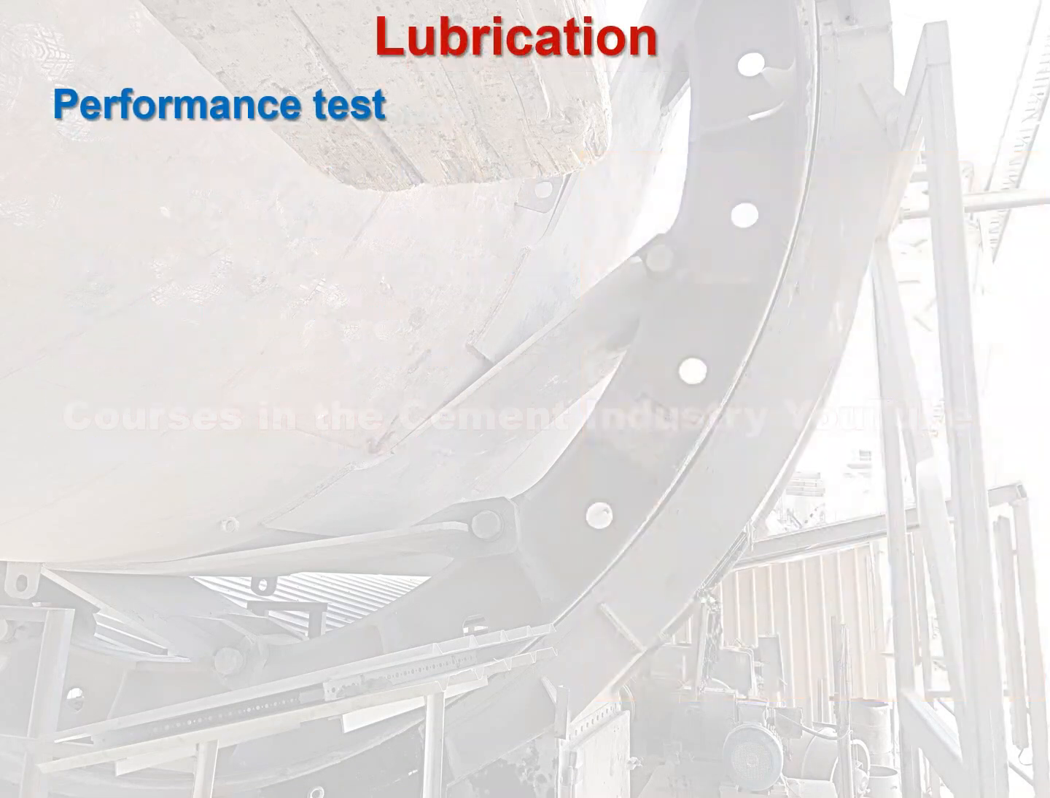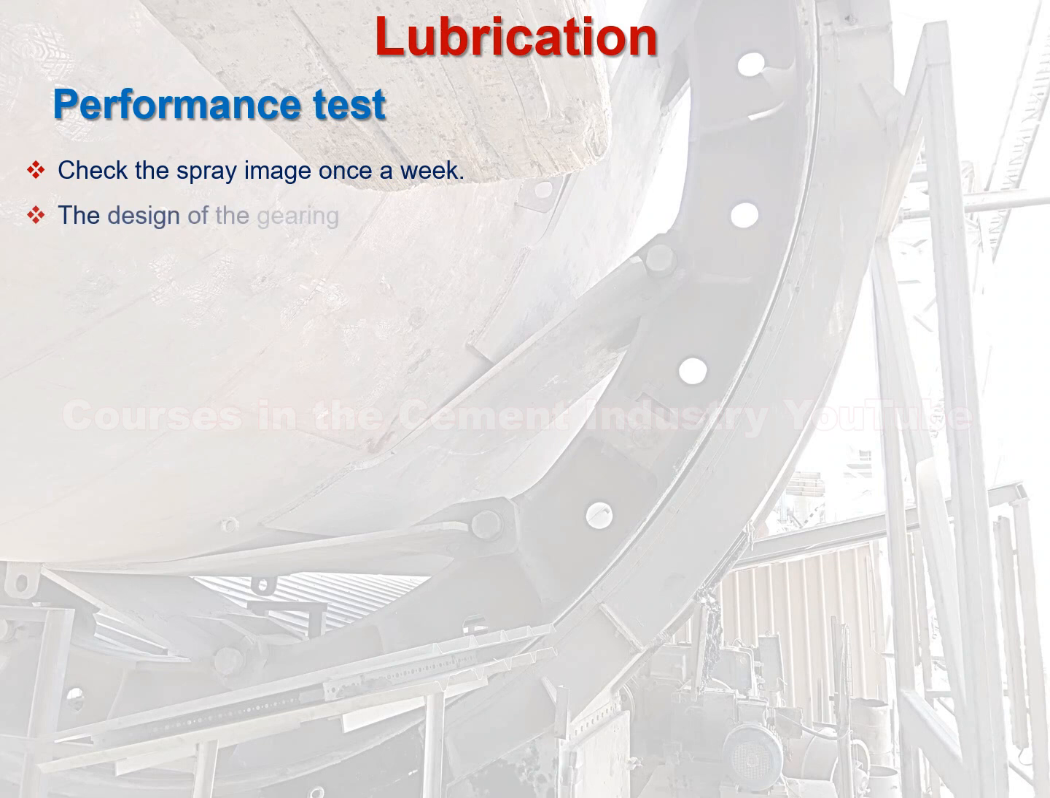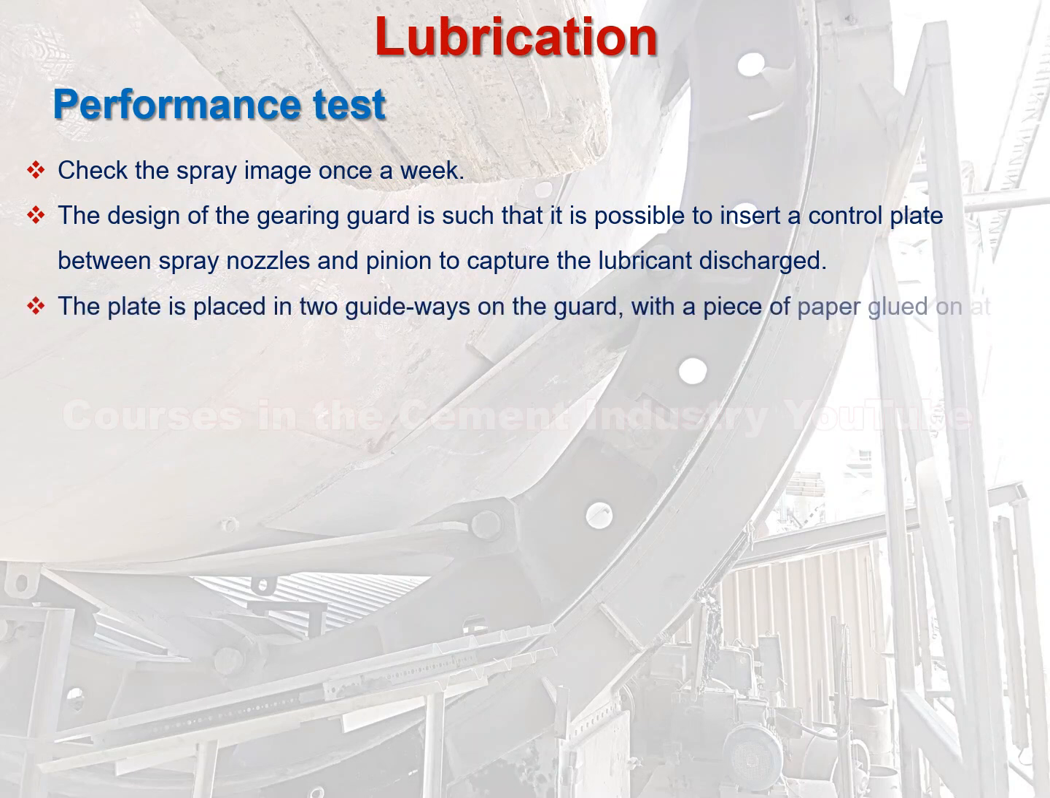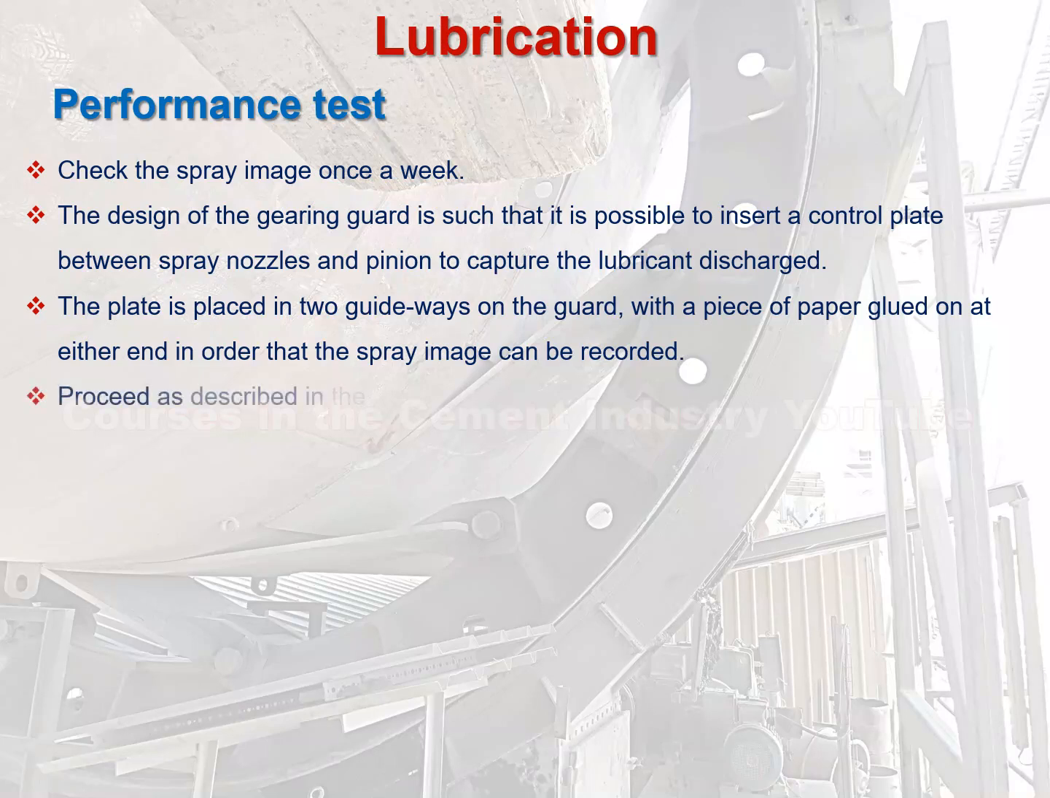Performance test. 1. Check the spray image once a week. 2. The design of the gearing guard is such that it is possible to insert a control plate between spray nozzles and pinion to capture the lubricant discharged. 3. The plate is placed in 2 guideways on the guard, with a piece of paper glued on at either end, in order that the spray image can be recorded. 4. Proceed as described in the supplier's manual. 5. Then evaluate the spray image.